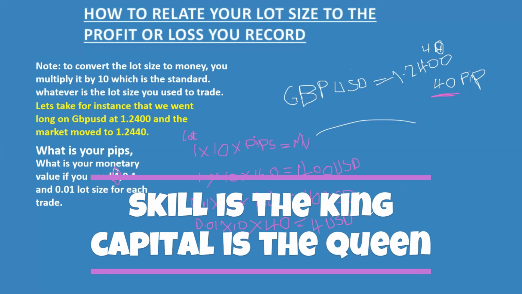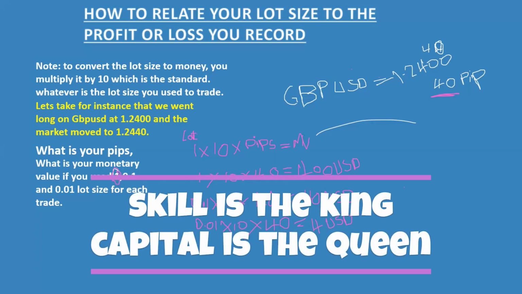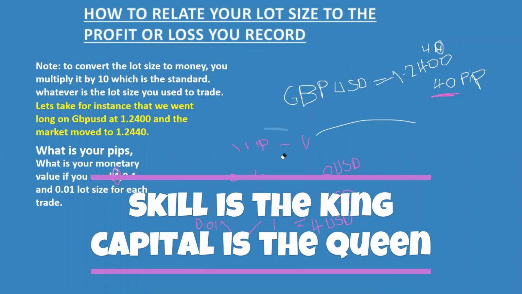So that's why I say that the skill is the king. That's what you need. And your capital is the queen. You don't need much capital when you know what you are doing. So I believe that with this example, you have understood everything about pips and lots, lot size and all of that.